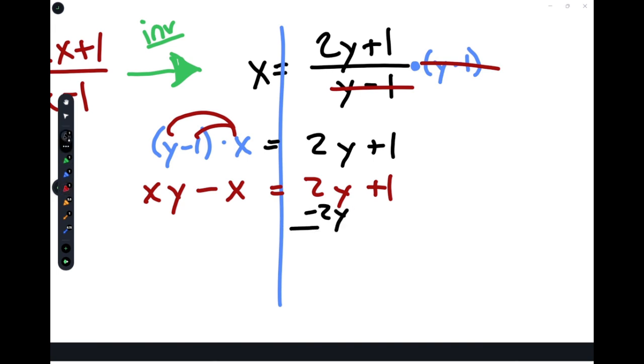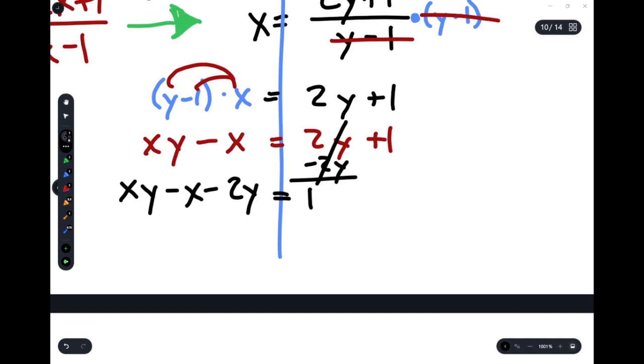Sure. So minus 2y is what you're saying? So xy minus x minus 2y equals 1. Any next thoughts? I'm running out of room.